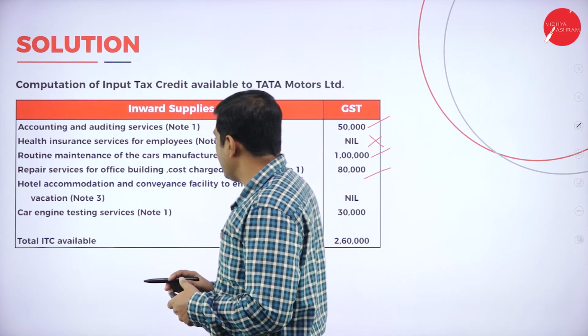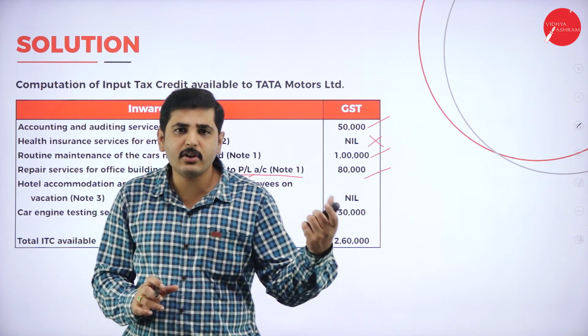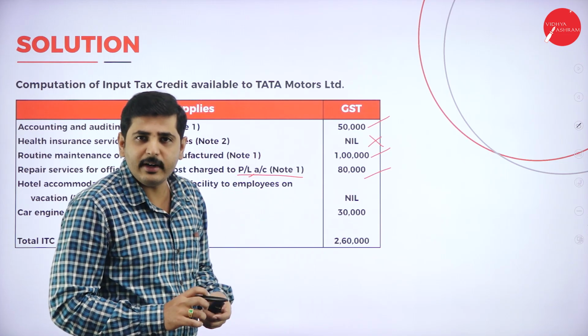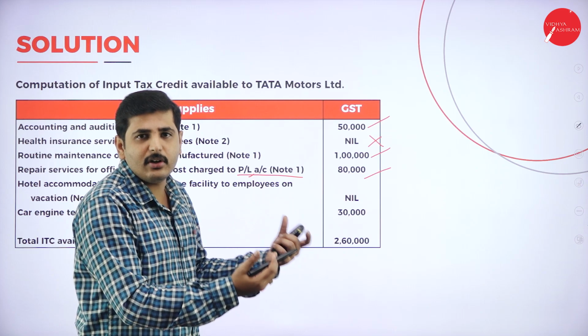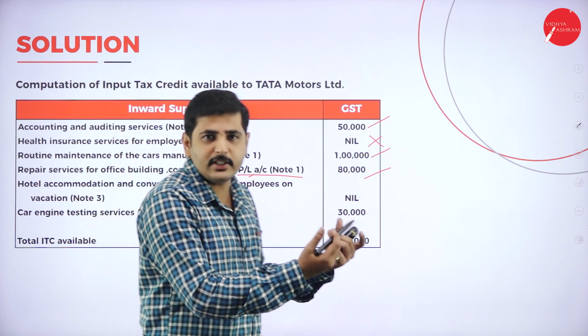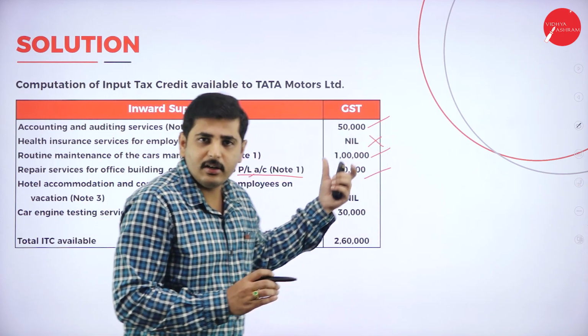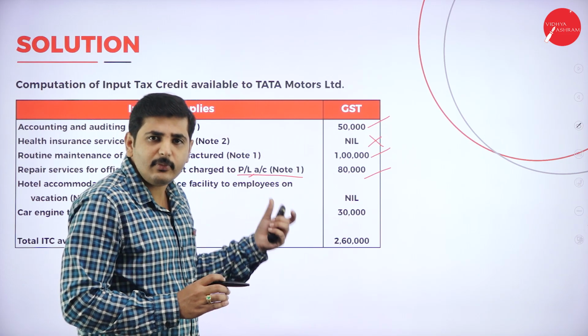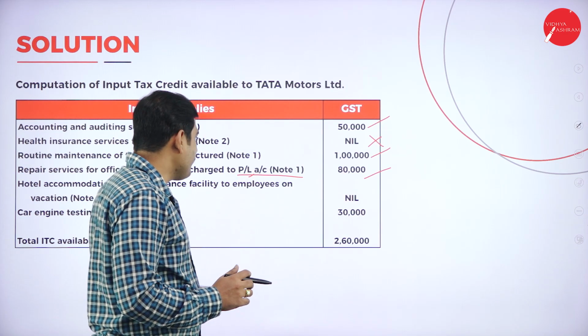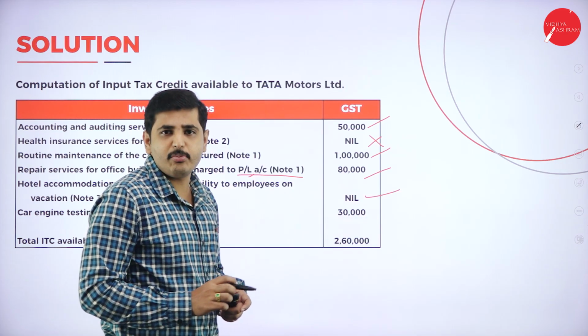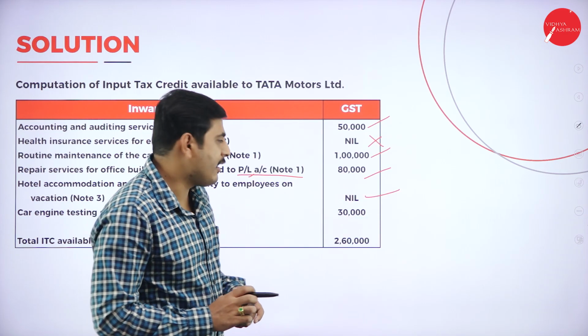Next one, hotel accommodation for the employees. This is not on the obligation of the government. They are providing it because they felt happy, or they wanted to provide a benefit to the employees, not on the basis of government's obligation or government's regulations. For this expense, the tax authority cannot provide the input tax credit.